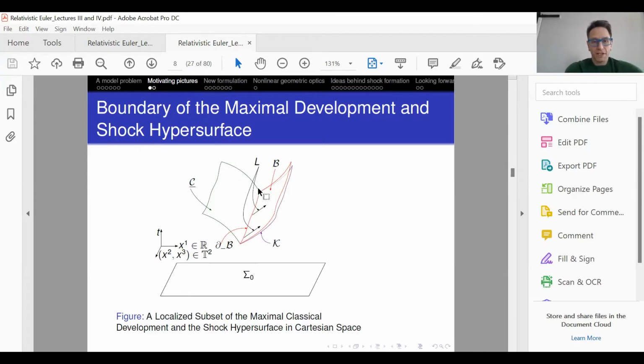So, as it turns out, when you have a first singularity, which is this codimension 2 submanifold called the crease, when you have a first singularity and you impose the weak formulation, so this is the key, you impose the weak formulation.